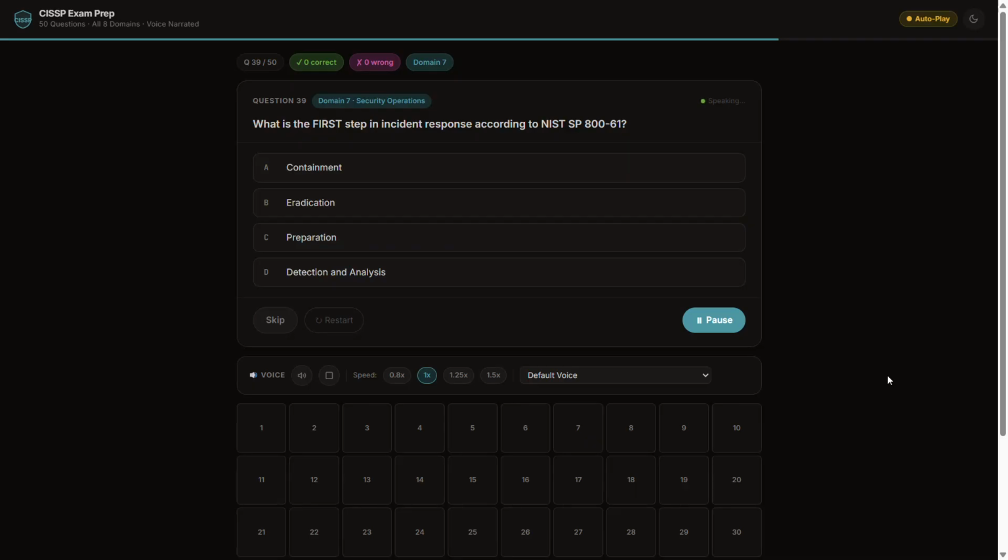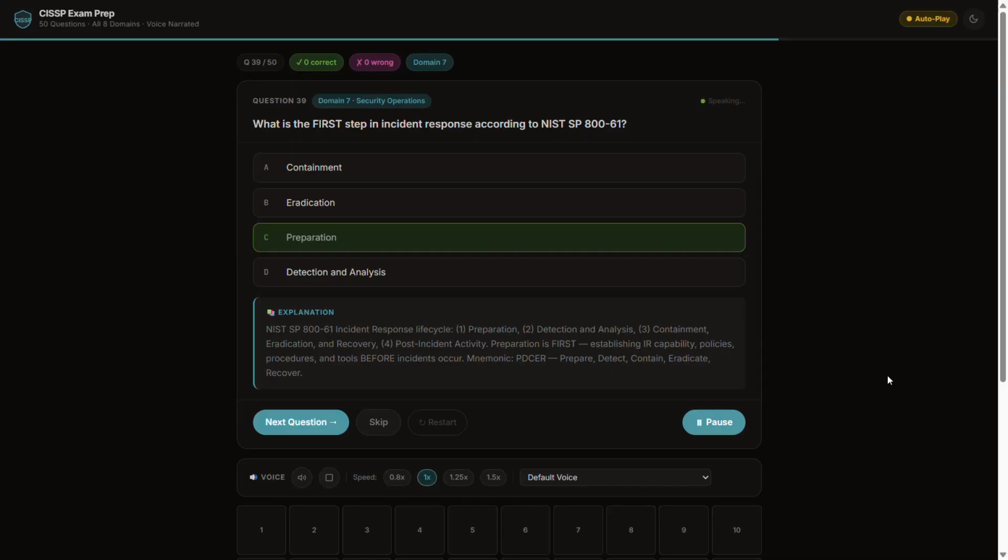Question 39. What is the first step in incident response according to NIST SP 800-61? Options: A. Containment. B. Eradication. C. Preparation. D. Detection and analysis.